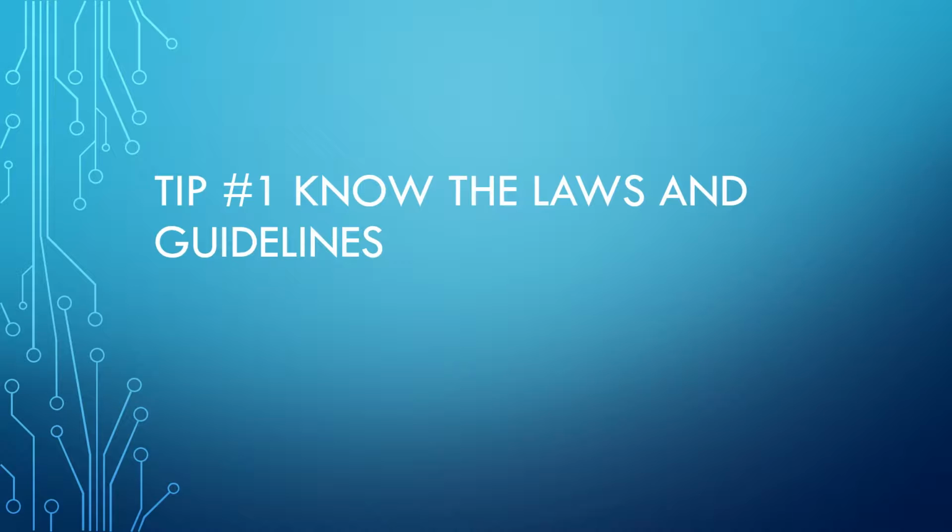Tip number 1, know the laws and guidelines. Accessibility for all is the law, and we must step up and enforce it. There are many laws that have been put into place to help protect those with disabilities and make sure that they receive the accessibility that is needed.